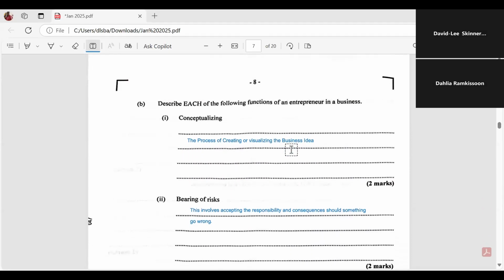Then B, describe each of the following functions of an entrepreneur in a business, conceptualizing. So this is the first part of creating a business, right? Conceptualizing is thinking about the business idea, right?